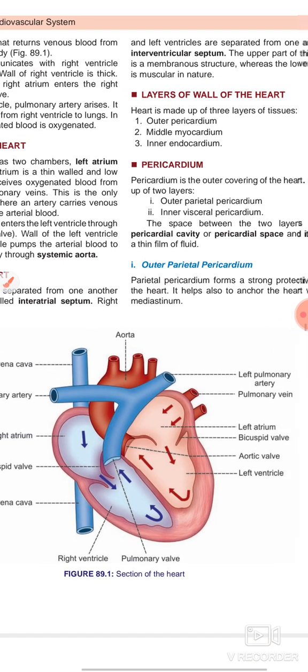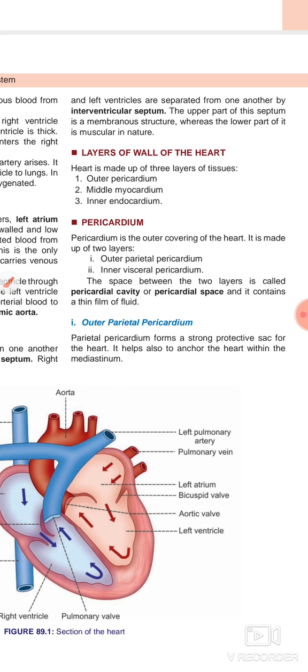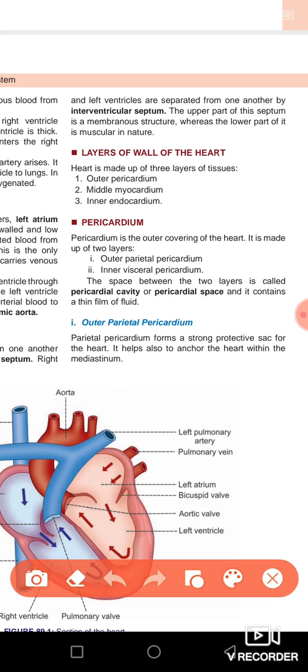Now there is another septum present between the two ventricles, and this is called the interventricular septum. It divides your right ventricle and your left ventricle. This is very important because these ventricles contain opposite blood: one contains oxygenated blood, the other deoxygenated blood. So it is really important to separate them. These are the two septa present in your heart.